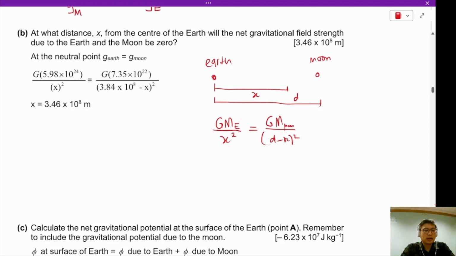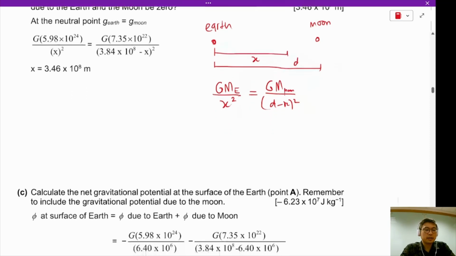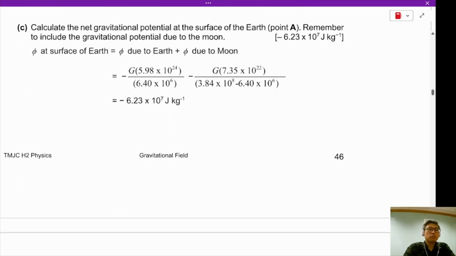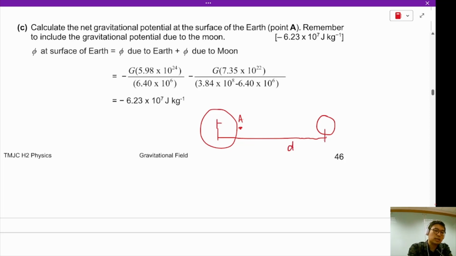Now let's go on to part C. Calculate the net gravitational potential at the surface of the Earth. Remember to include the gravitational potential due to the Moon. So let's take a look at the distance here. This is point A. This is the Moon. This distance here is d, and this distance here is the radius of the Earth, RE.